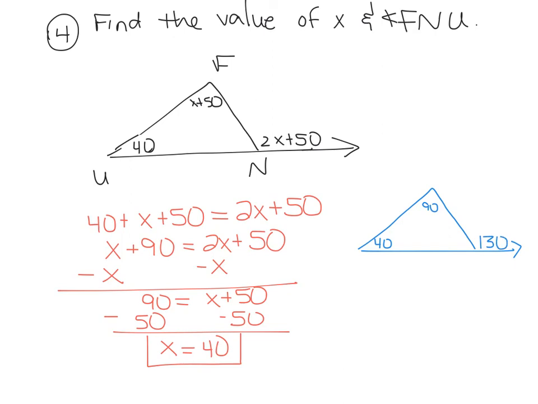Now we've got two options here. We can either say a triangle has to add up to 180, or we can say that the exterior angle is the supplement of our interior angle. I'm just going to do that. Angle FNU will be 180 minus 130. And we end up with FNU equaling 50 degrees.